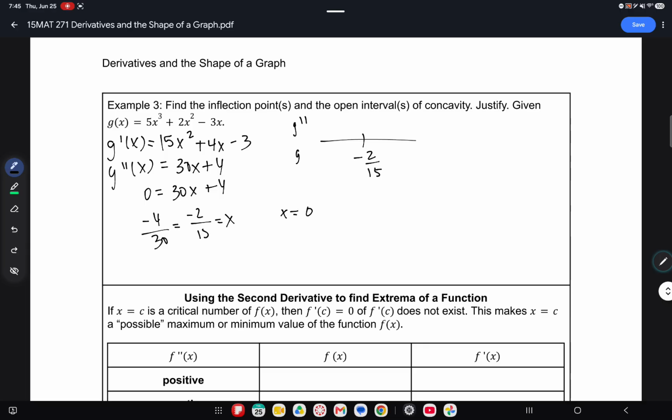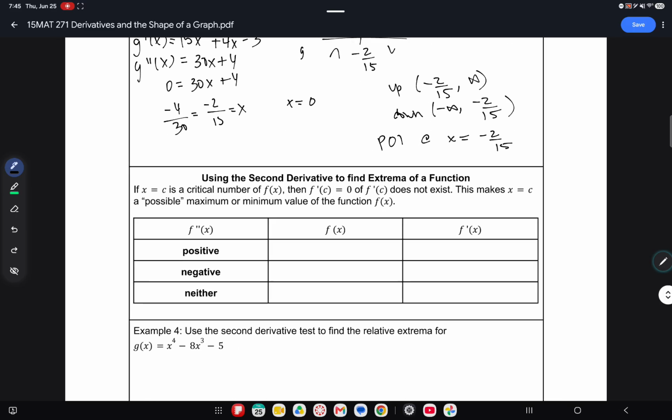Let's plug in 0. Plug in 0, I get positive. As I plugged in, I could plug in negative 1. Yeah, I'd get negative. All right, so we're concave up from negative 2/15 to infinity, and down from negative infinity to negative 2/15. And then points of inflection, because I don't want to deal with a fraction, we'll just say point of inflection at x equals negative 2/15.